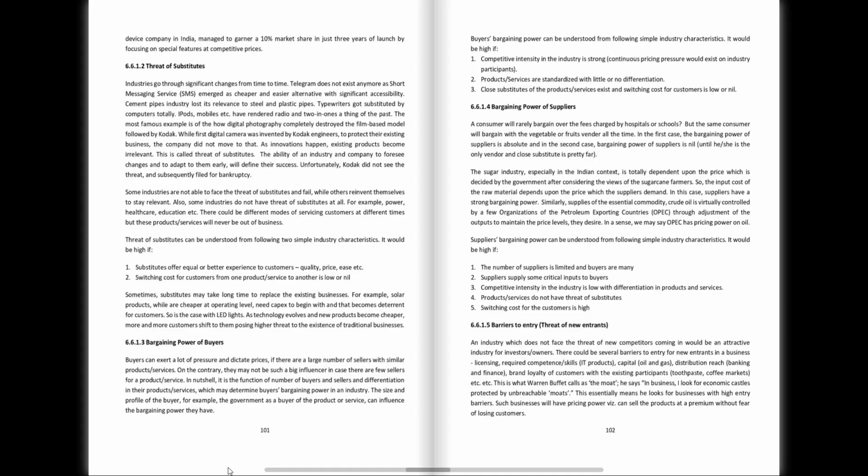Suppliers' bargaining power can be understood from the following simple industry characteristics. It would be high if: 1. The number of suppliers is limited and buyers are many. 2. Suppliers supply some critical inputs to buyers. 3. Competitive intensity in the industry is low with differentiation in products and services.